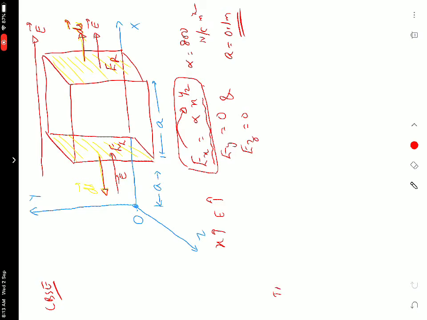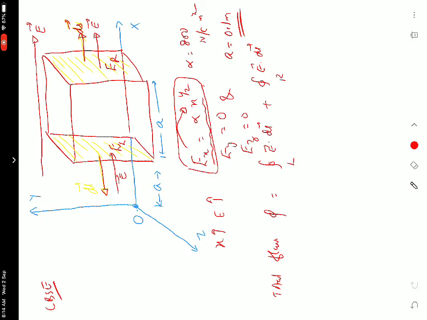Total flux phi is equal to closed integral E vector dot ds vector over the left surface plus closed integral E vector dot ds vector on the right side face. That is the shaded one. There is no flux through any other surface, top and bottom or front and back. Only the surfaces which are perpendicular to the x axis, that is the shaded portion.